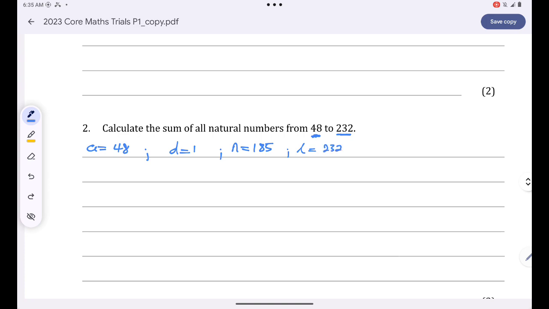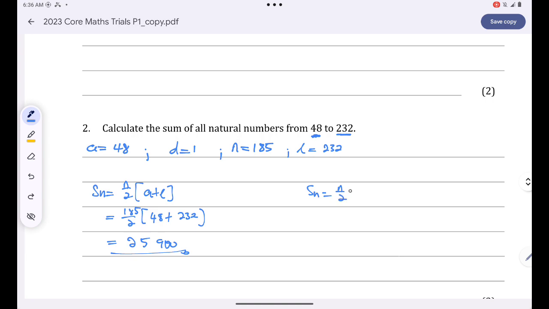Even here, you can simply use either one of the two equations. You can say Sn is equal to n over 2 times a plus the last term. You'll simply get 185 over 2, then that's 48 plus 232, and then you'll find your answer. 185 divided by 2 multiplied by 48 plus 232 will just give us 25,900.